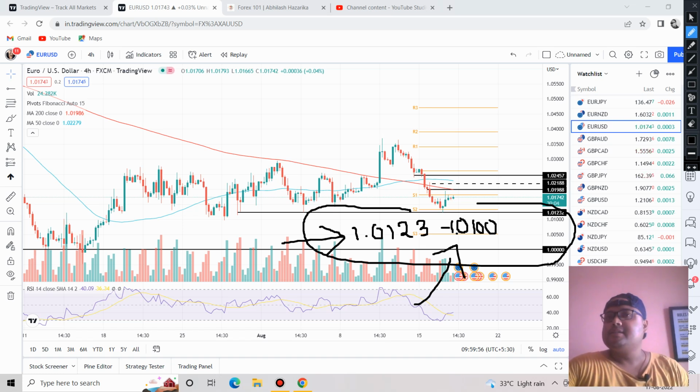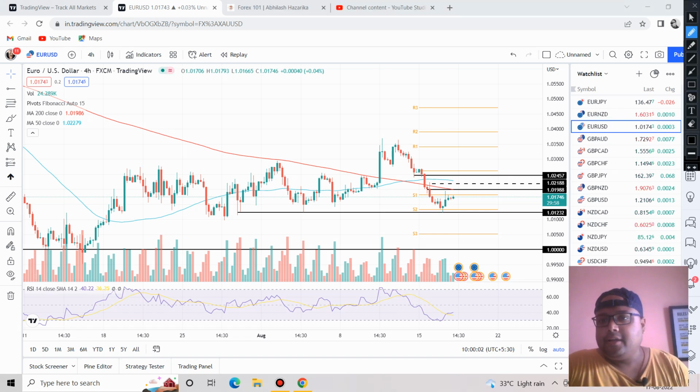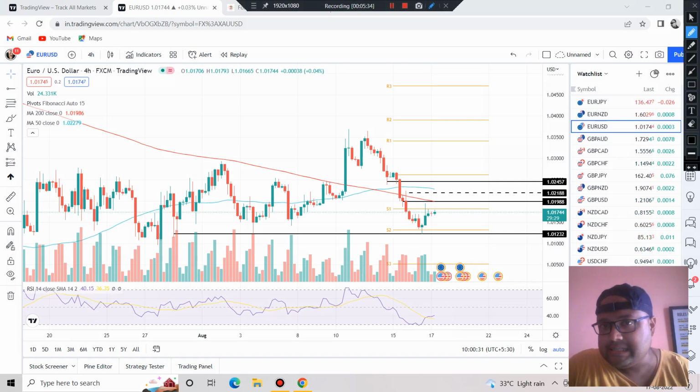Okay, if market starts coming down, and on the other hand, if market starts going up, then obviously this is the first resistance for us. But during the employment news or during the FOMC, even this first resistance will not be able to hold the market, so it's better to avoid it. It will be a high risk sell level.